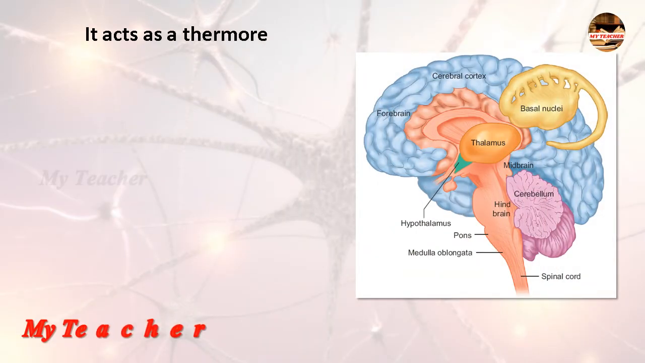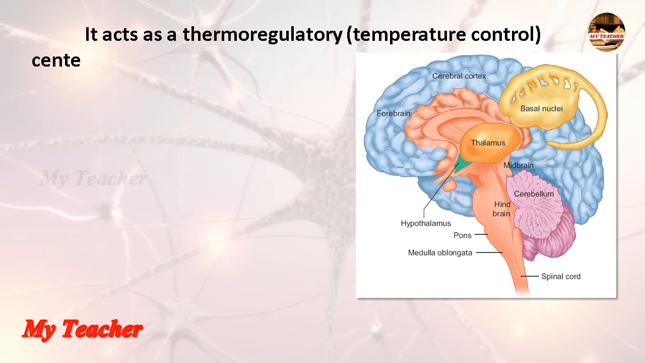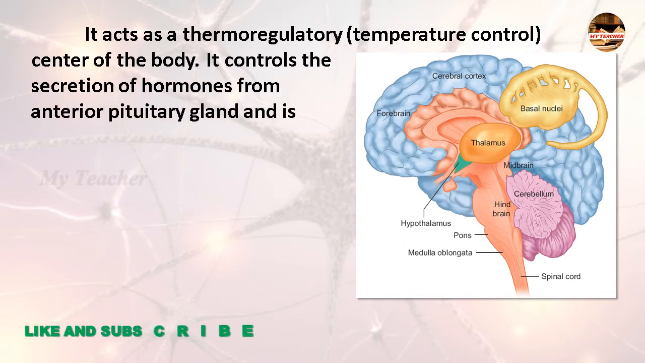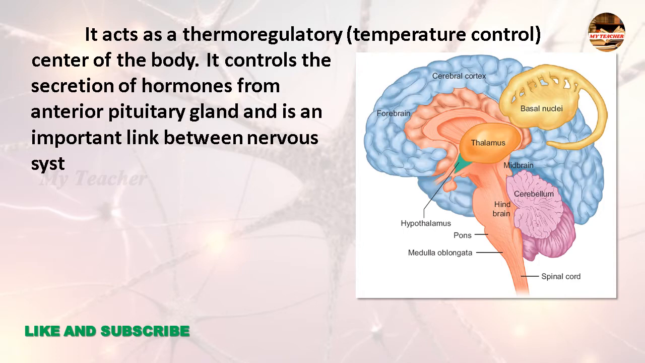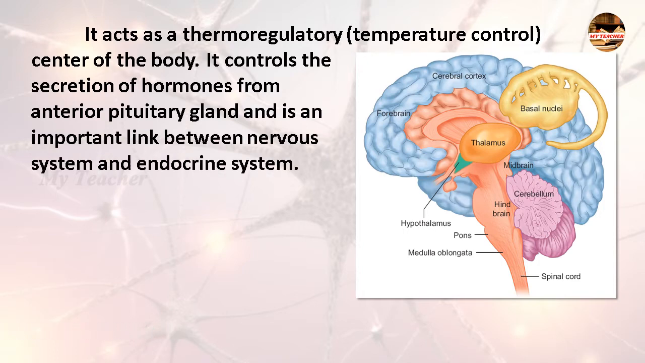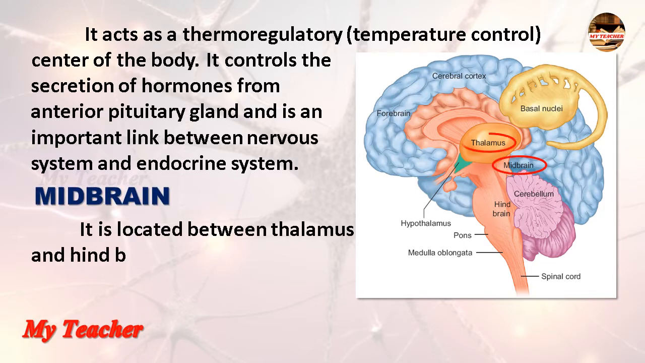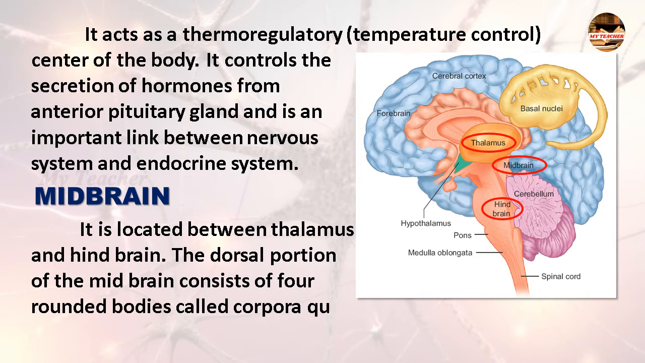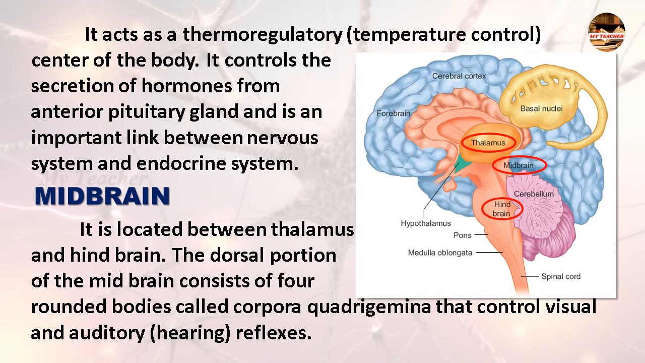It acts as a thermoregulatory, that is temperature control center of the body. It controls the secretion of hormones from anterior pituitary gland and is an important link between nervous system and endocrine system. Midbrain. It is located between thalamus and hindbrain. The dorsal portion of the midbrain consists of 4 rounded bodies called corpora quadrigemina that control visual and auditory, that is hearing reflexes.